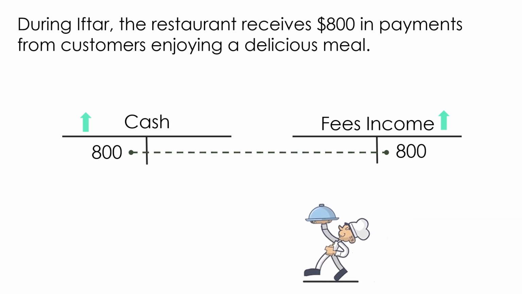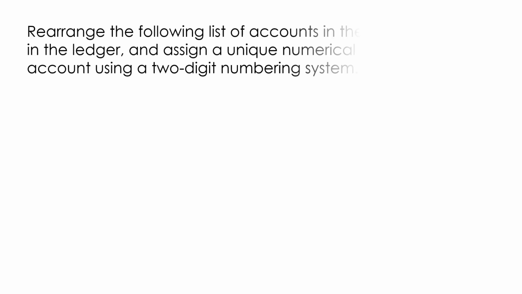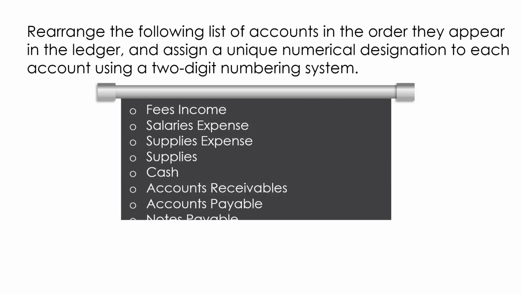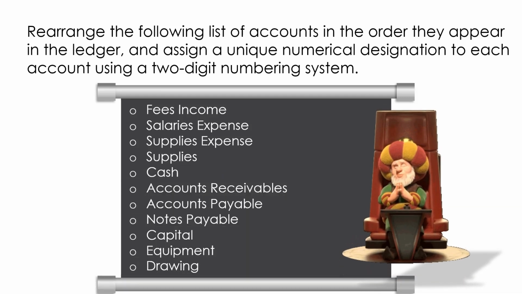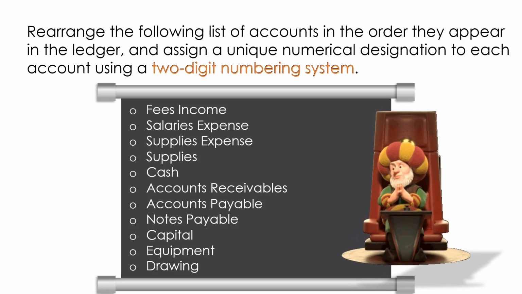Now that we've covered the basics of structuring accounts, let's move on to a practical exercise. We have a list of accounts and our task is to rearrange them correctly as they appear in the general ledger. We'll also assign a unique two-digit number to each account. Let's break it down step by step.